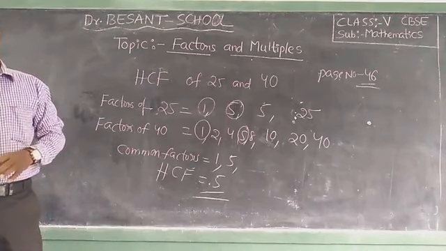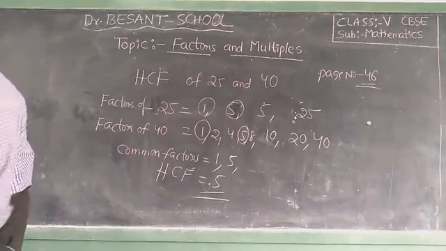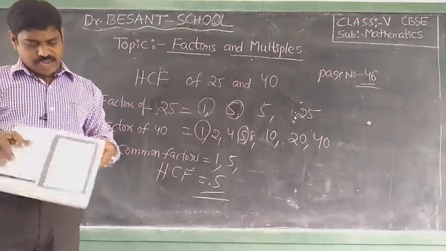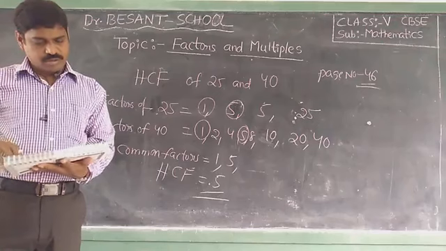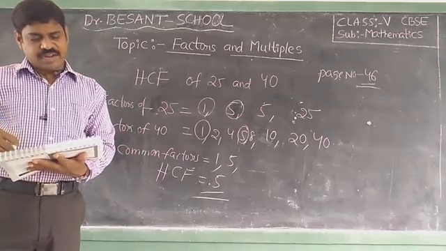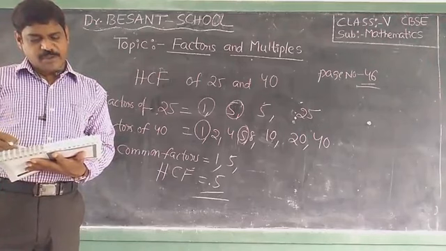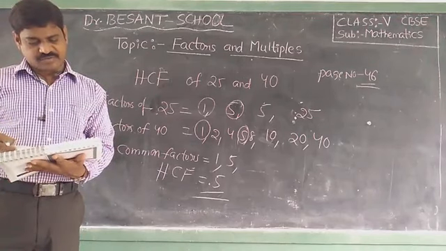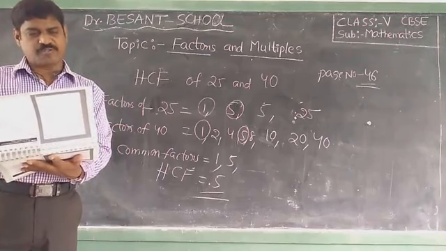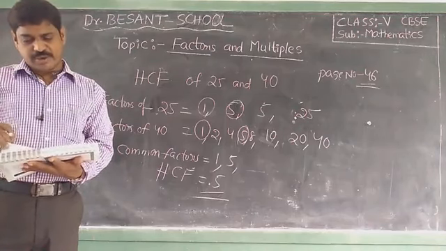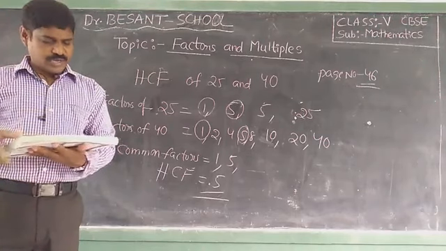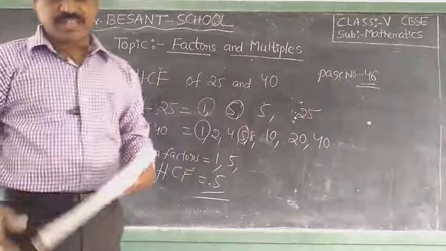Next, all HCF problems are like this only. In the studio book I have explained more. Identify 5 pairs of coprimes. I already explained the concept of coprimes. Easily you can do it. Okay. Next, one more question I will explain.